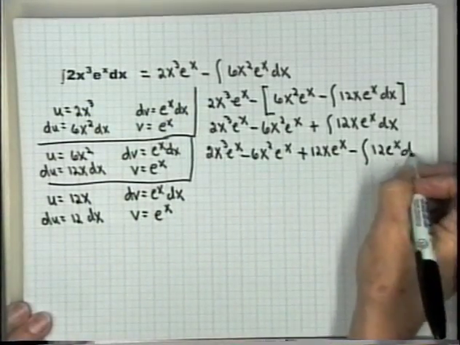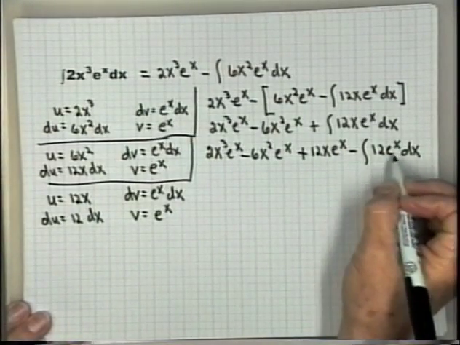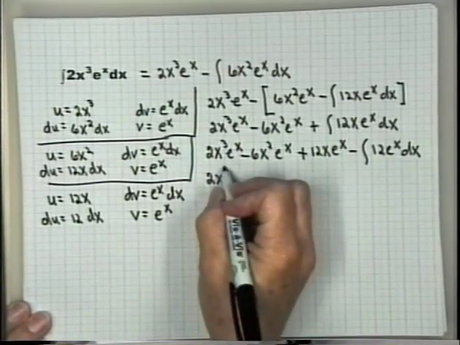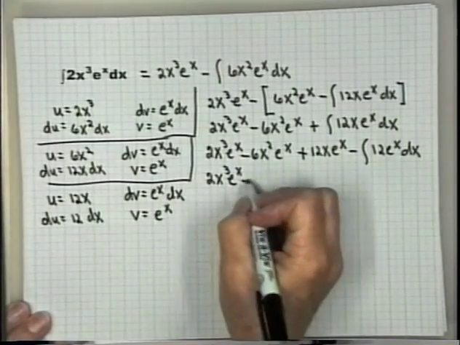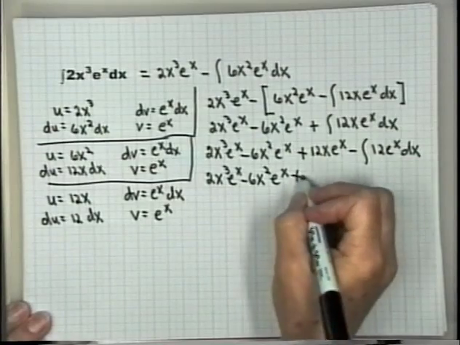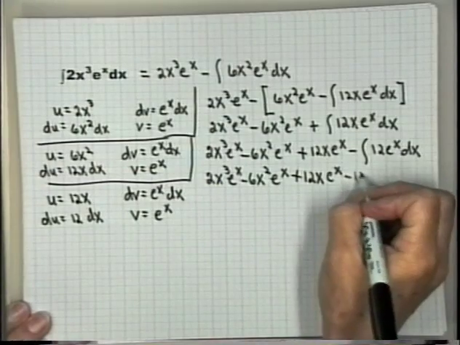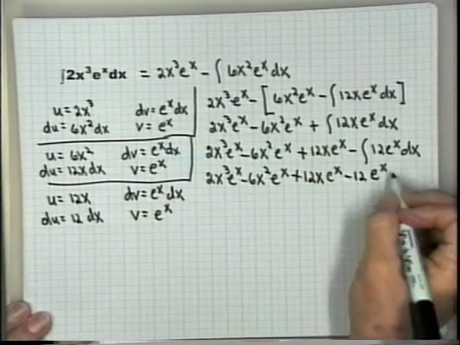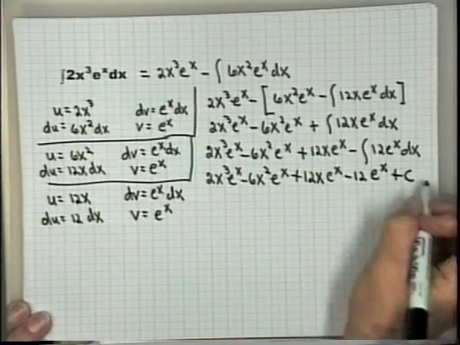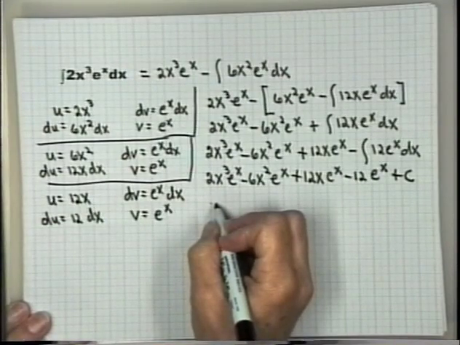Well, the good news is, look at this, I'm now down to a constant times e to the x, so that one I can just do from a basic formula. 2x cubed e to the x minus 6x squared e to the x plus 12x e to the x. Here I'll bring down the minus 12, antiderivative is e to the x plus c. Finally finished. Now, you may see this answer written with the e to the x factored out.